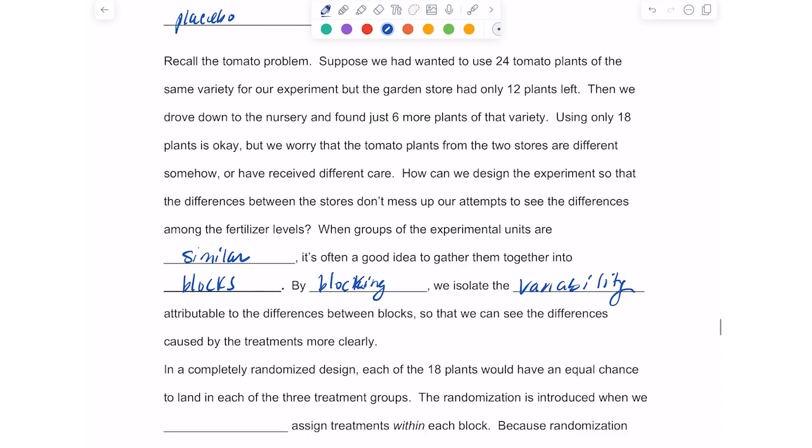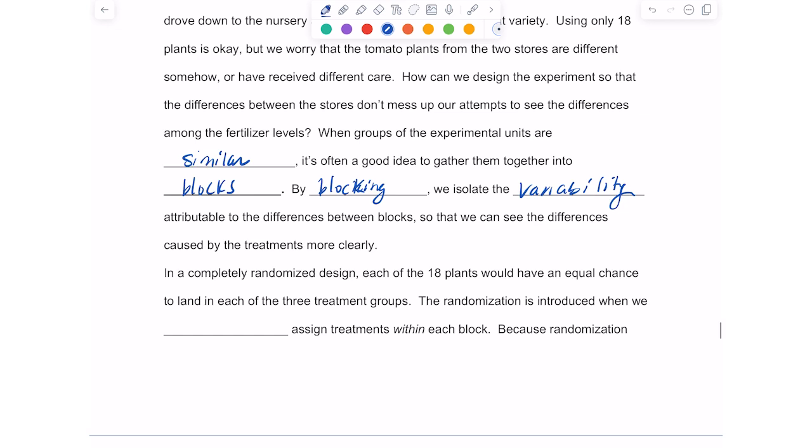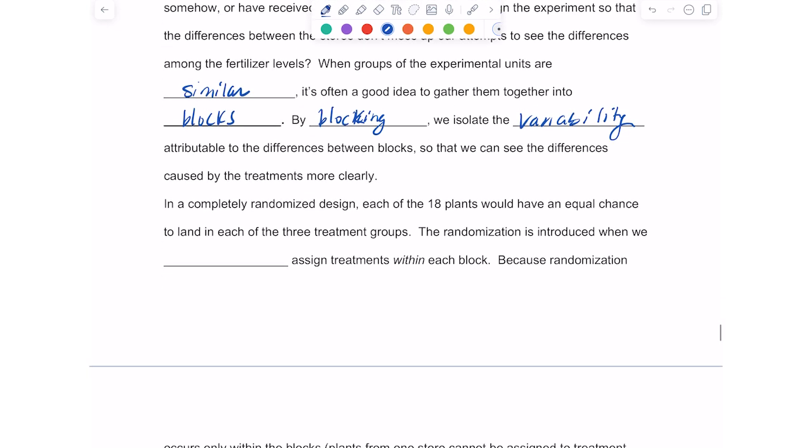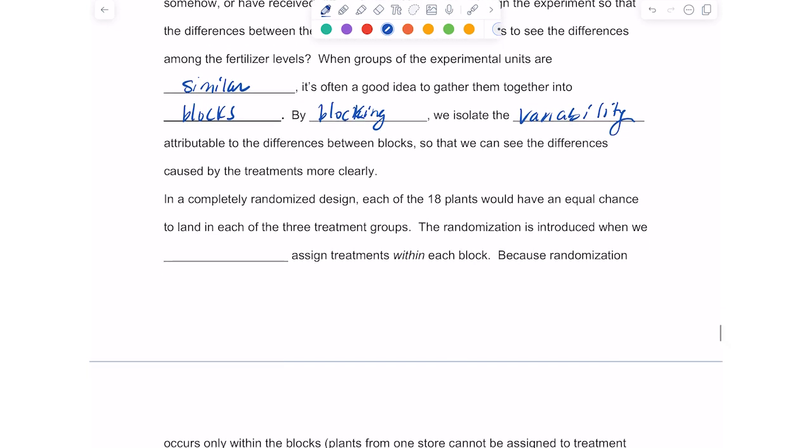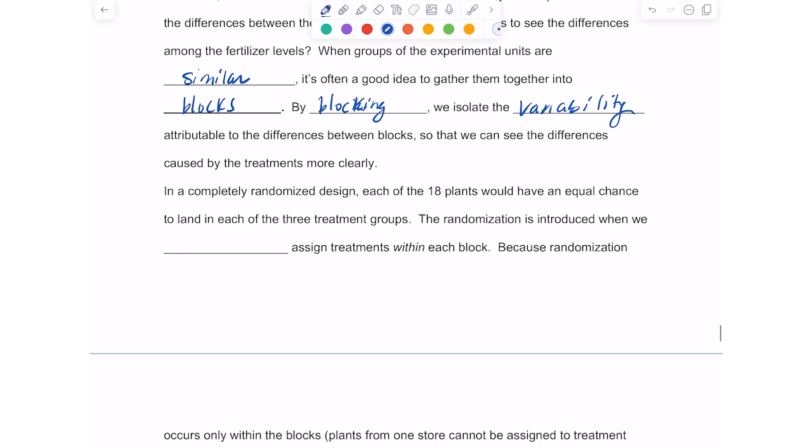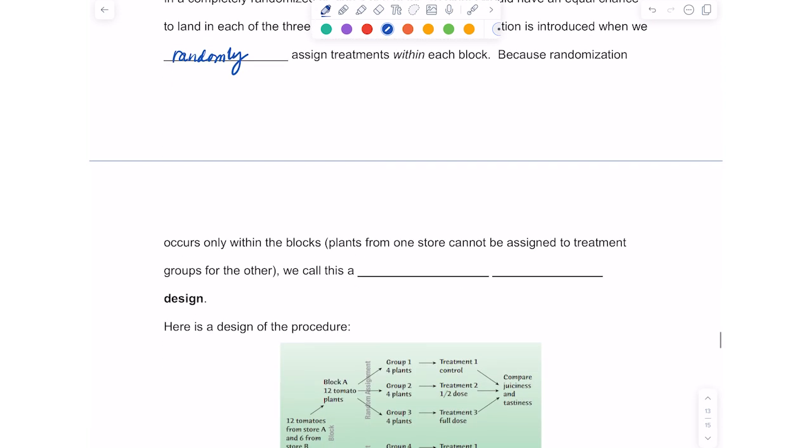In a completely randomized design, each of the 18 plants would have an equal chance to land in each of the 3 treatment groups. The randomization is introduced when we randomly assign treatments within each block. Because randomization occurs only within the blocks, plants from one store cannot be assigned to treatment groups for the other. We call this a randomized block.